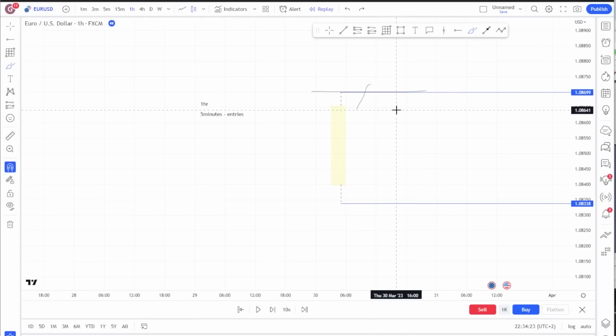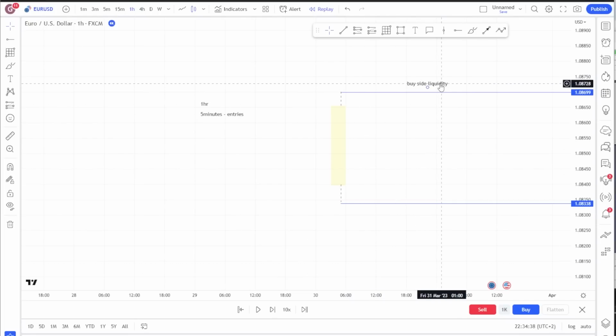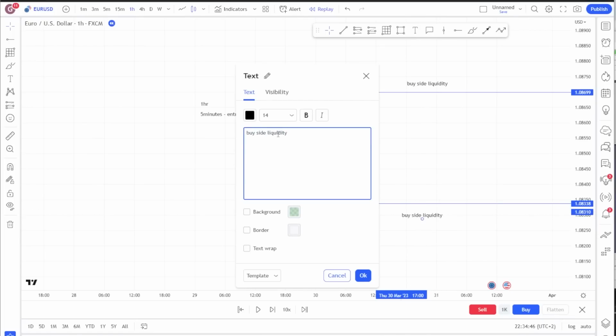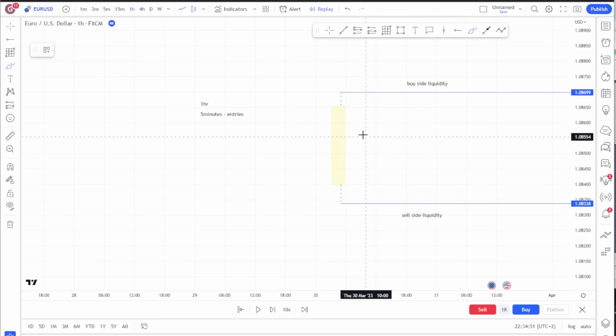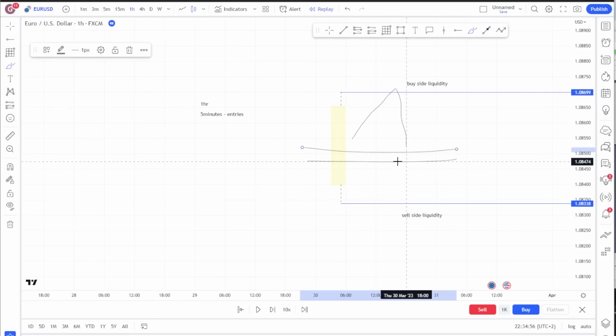So it takes out the liquidity of the buy side liquidity. Okay, so this is buy side liquidity. Again, all of this is all liquidity concepts, so you have to know where liquidity is in order to know where the market is going, and this is sell side. Okay, so basically price is taking out buy side liquidity and then coming down to fill an imbalance and then tap into an order block and go.